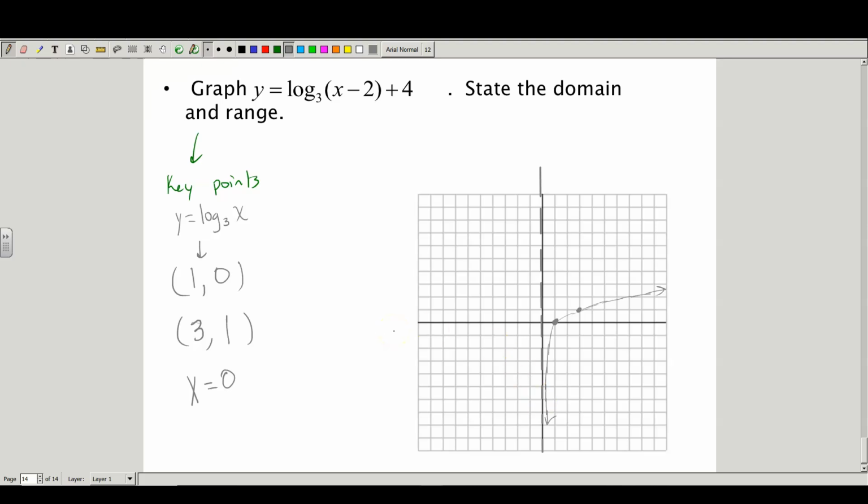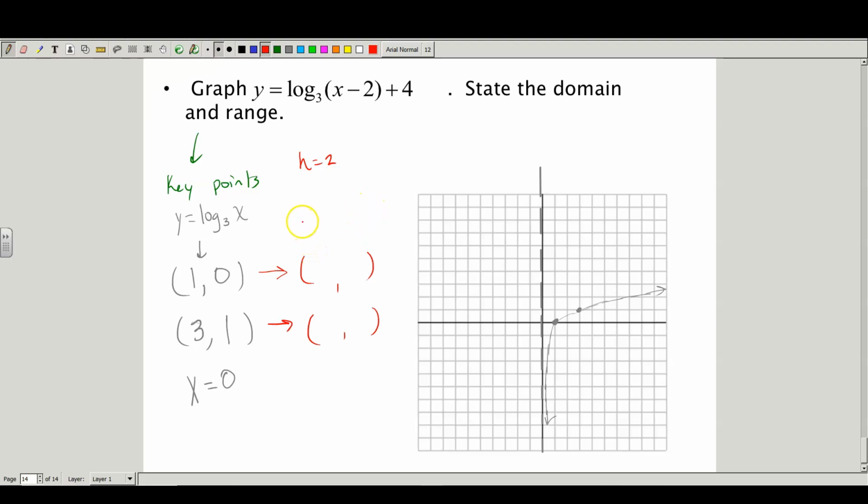There's our base function, and we're going to take that base, those two key points, and we're going to translate them. We're going to now think about our h and our k values and how that changes things to our new points. So my two new points now, my h value in this case is 2. So I'm going to add 2 to each x value.